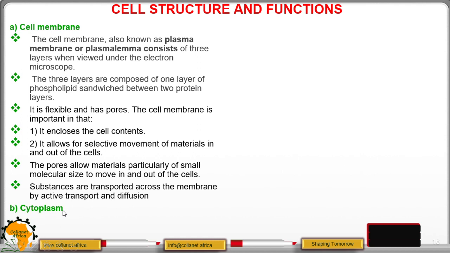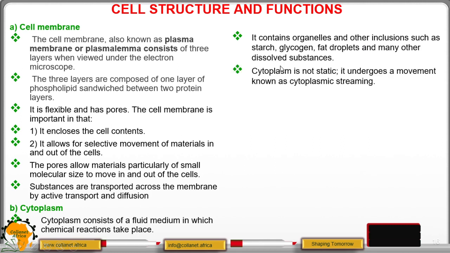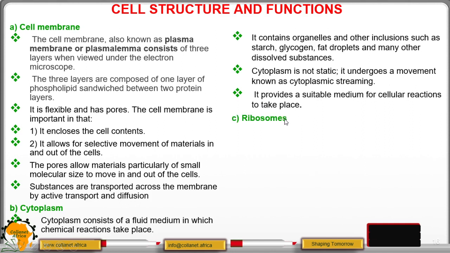The next organelle is the cytoplasm, and it consists of a fluid medium in which chemical reactions occur, and has organelles and other inclusions like starch, glycogen, fat droplets, and many other dissolved substances. The cytoplasm is not static, but constantly moves, a movement called cytoplasmic streaming. It provides a suitable medium for cellular reactions to take place.